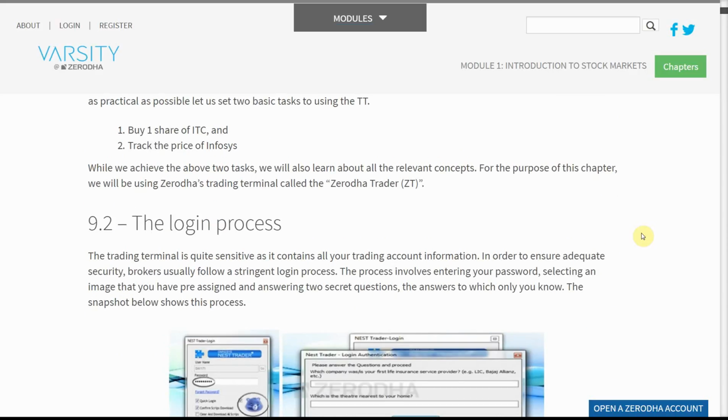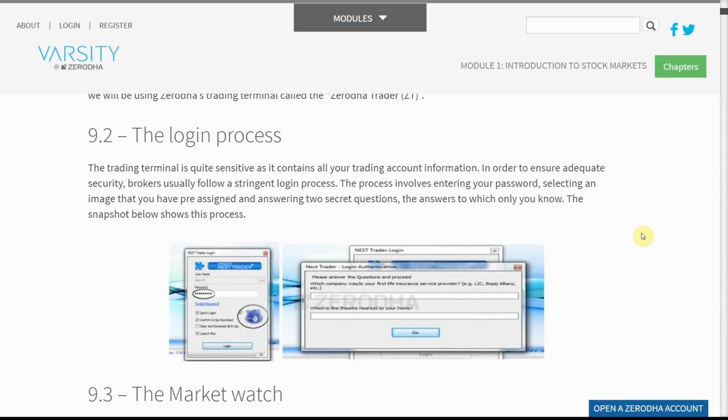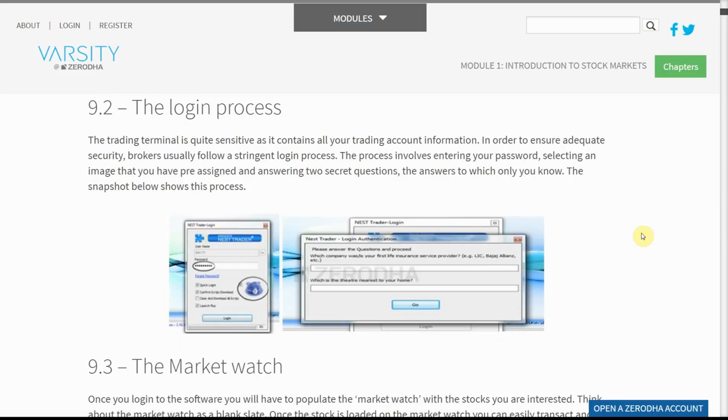9.2 The login process. The trading terminal is quite sensitive as it contains all your trading account information. In order to ensure adequate security, brokers usually follow a stringent login process. The process involves entering your password, selecting an image that you have pre-assigned, and answering 2 secret questions, the answers to which only you know. The snapshot below shows this process.